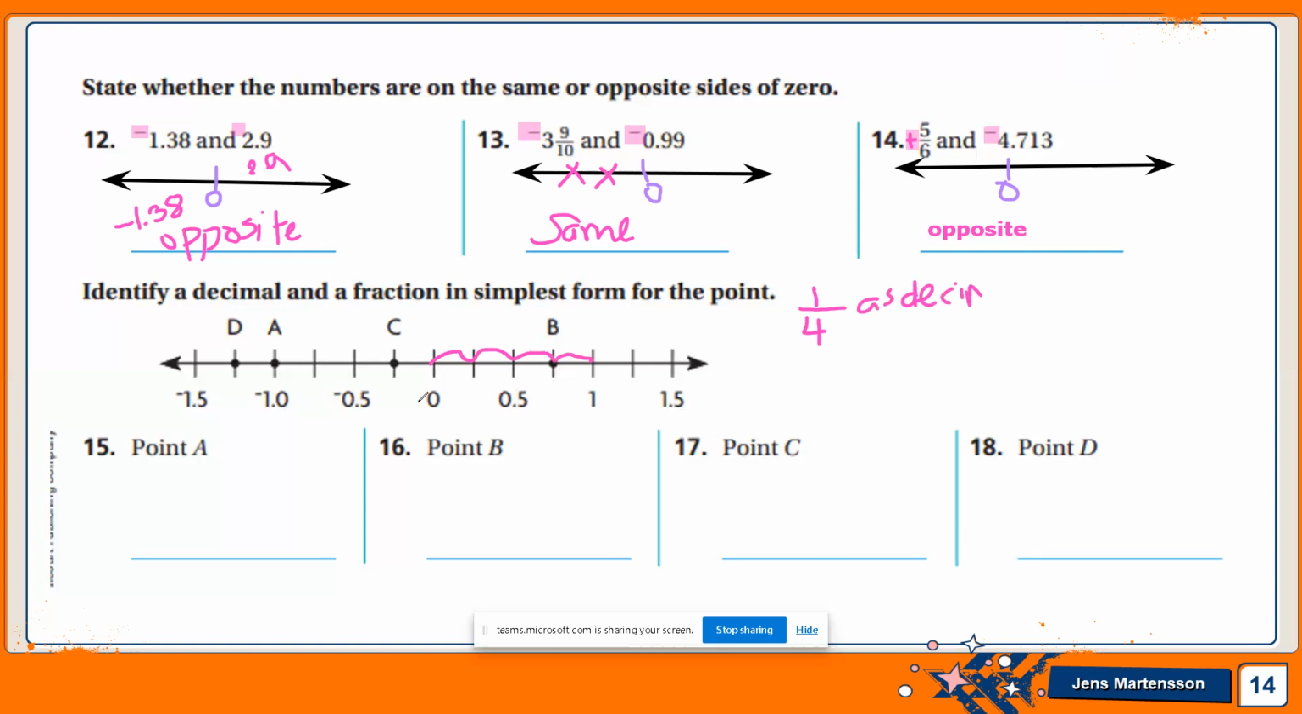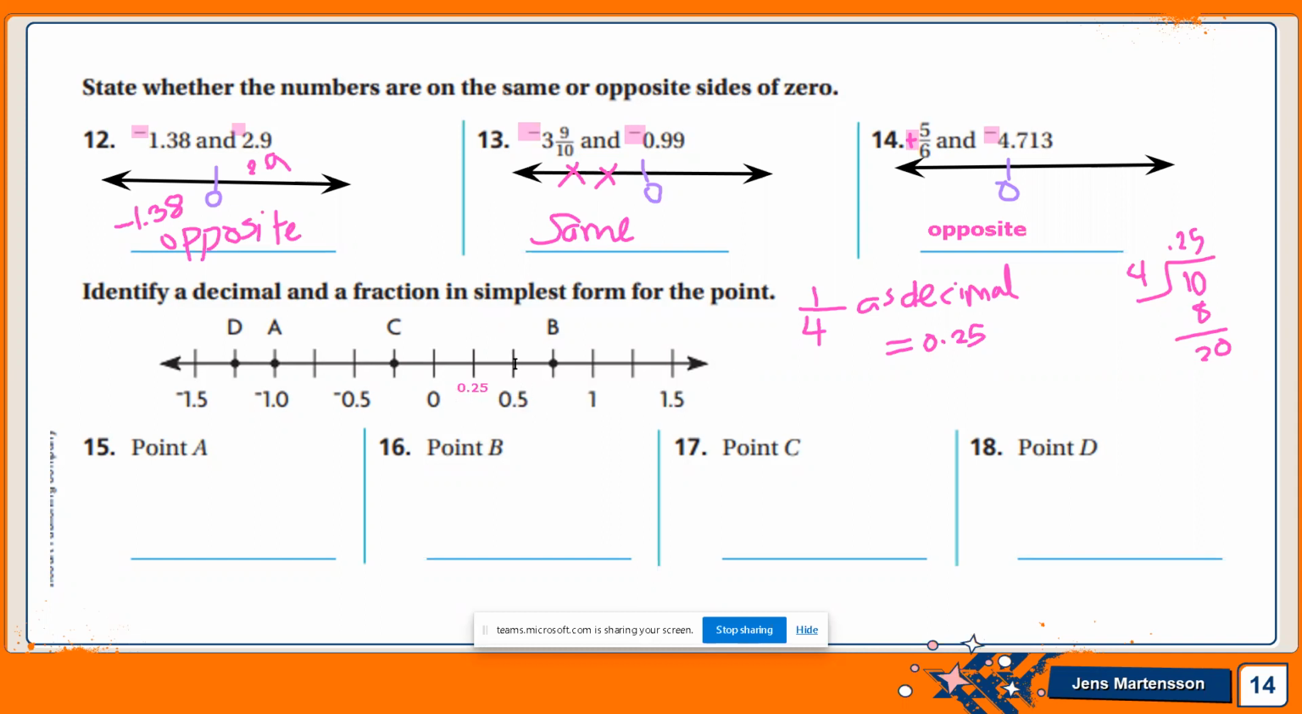So now you will write 1 over 4 as a decimal by dividing 1 by 4. It's 0.25, exactly. So now what do I have to do next? I have to jump by 0.25. Starting at 0, the next one will be 0.25, because you are jumping by 0.25.